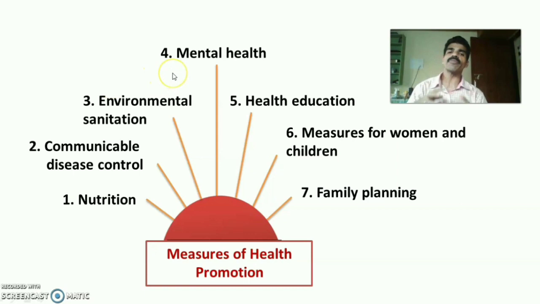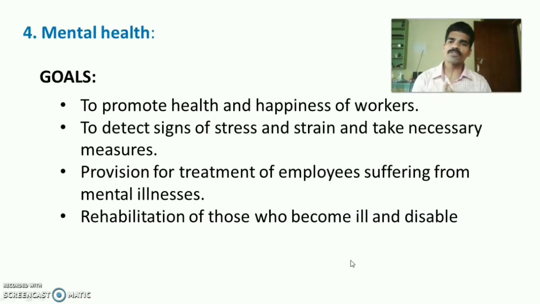Then maintaining and promotion of the mental health of the worker or the employee. The goals of mental health include promoting the health and happiness of the workers and their families. Then early detection of the signs of stress and strain and taking necessary measures to solve the stress and strain of the employees. Then provision for treatment of employees who are suffering from any mental illness in the occupational settings, and a rehabilitation program for the workers who become ill or disabled in the occupational setting.